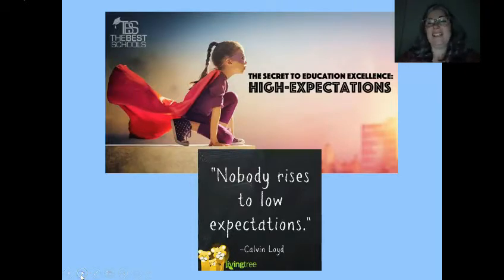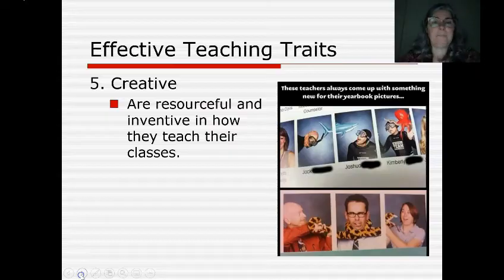And I love this idea about high expectations. Nobody rises to low ones. Nobody benefits from low expectations. It only makes people feel worse about themselves.